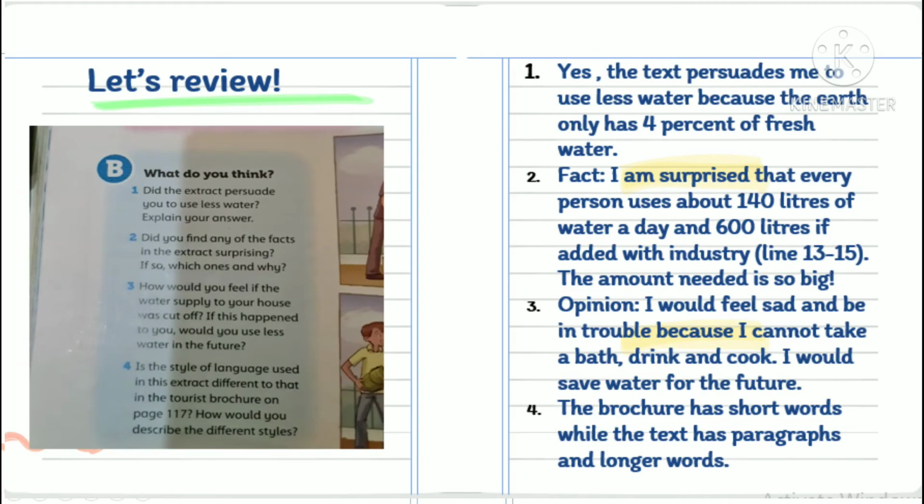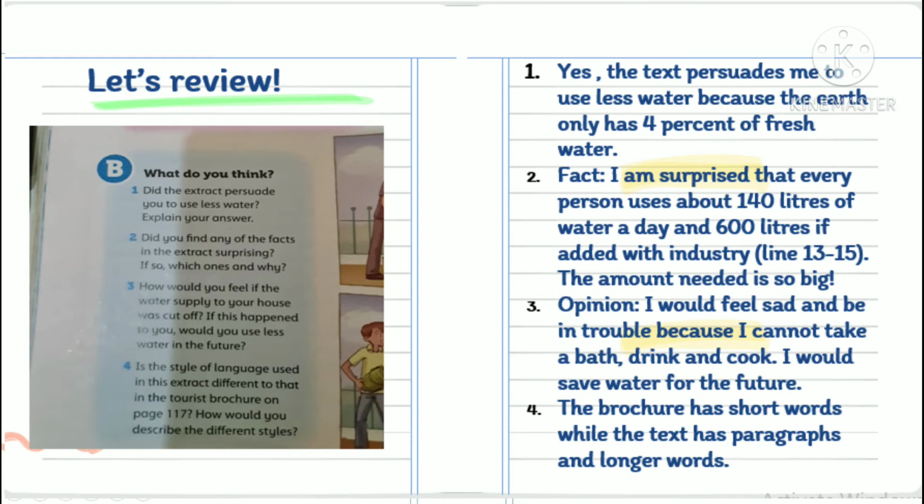Now, let's continue to task B. These are deeper questions. Did the extract persuade you to use less water? Do you still remember what persuade is? It is to try to convince somebody to agree with us. Explain your answer. It means why. Did the text convince you to use less water?